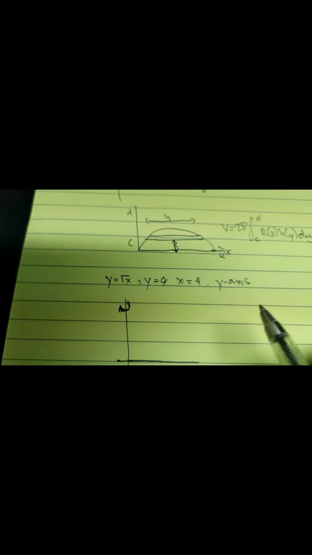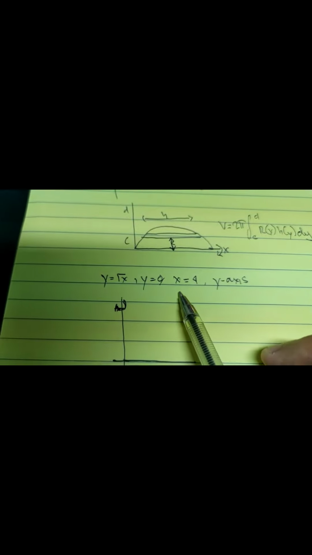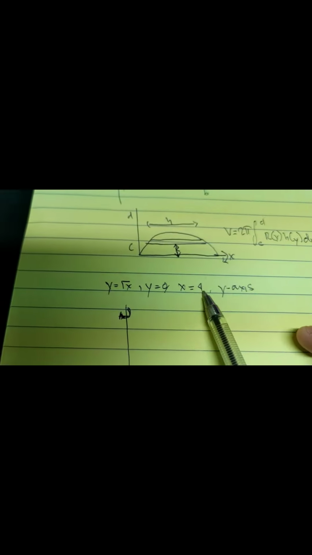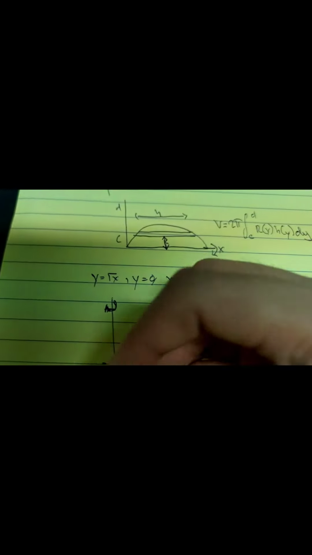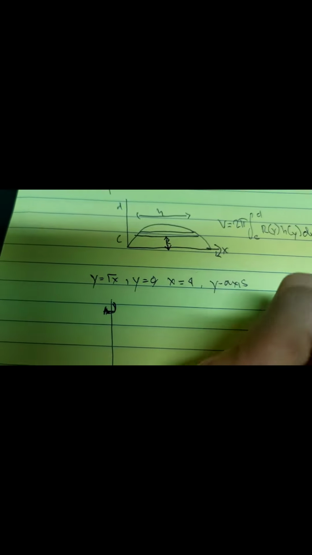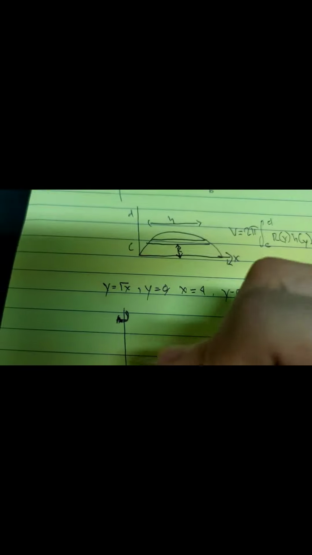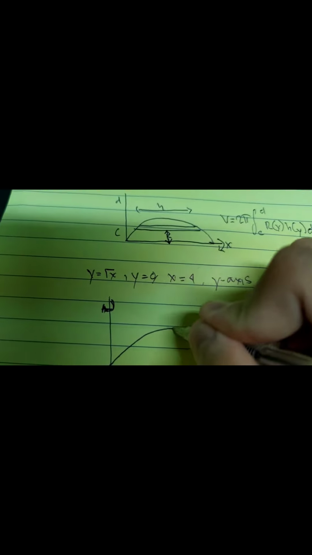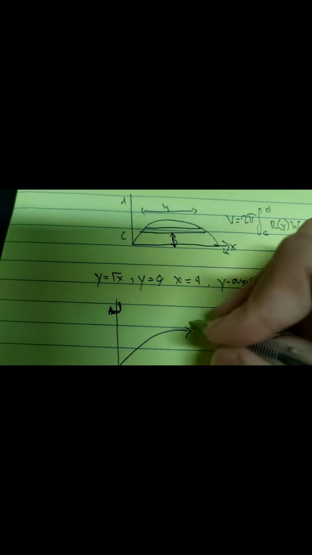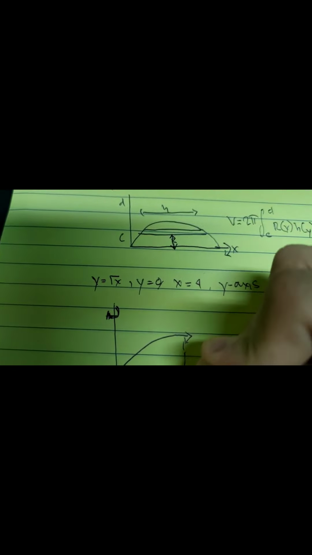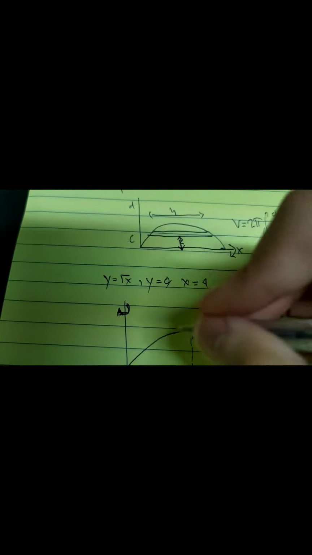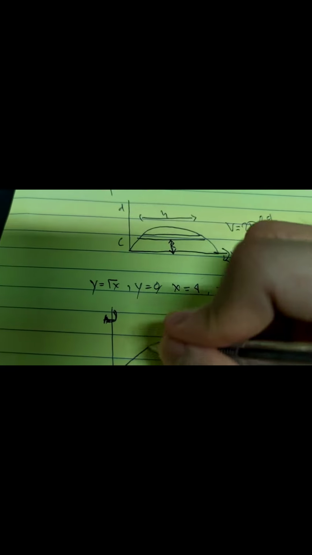And we'll have here our x equals 4 and y equals 0. So our limits are 0 to 4. And we're gonna draw our curve here. It's just above 4, okay? So don't forget our rectangle here. This will be our height, and from here to here will be our radius.